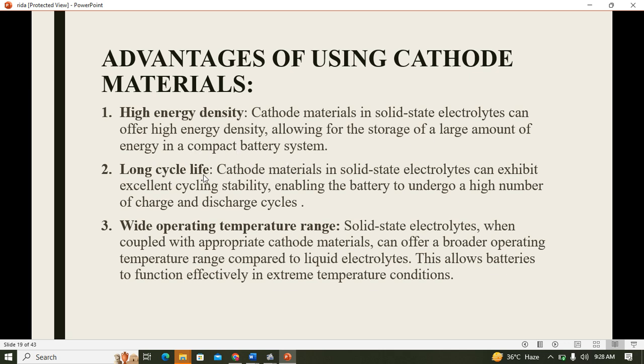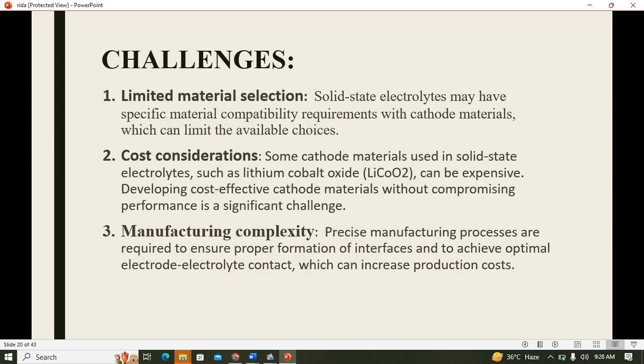The second one is long cycle life. Cathode materials in solid electrolytes can exhibit excellent cycling stability, enabling the battery to undergo a higher number of charge and discharge cycles. The third one is wide operating temperature range. Solid state electrolyte, when coupled with appropriate cathode materials, can offer a broader operating temperature range compared to a liquid electrolyte. This allows batteries to function effectively in extreme temperature conditions. But in existing batteries, there is no range of temperature and there was only room temperature.